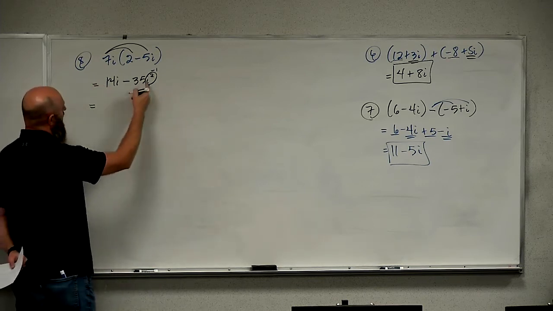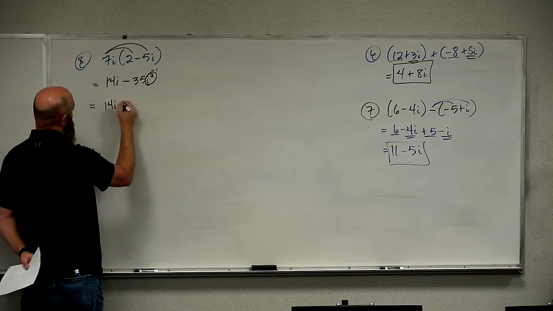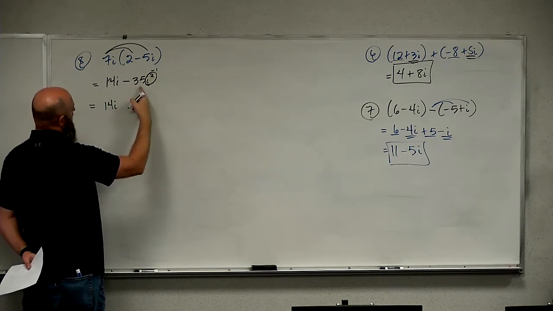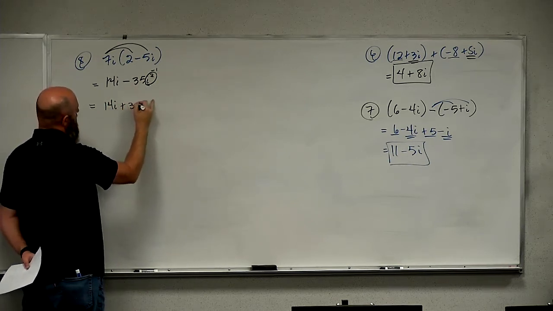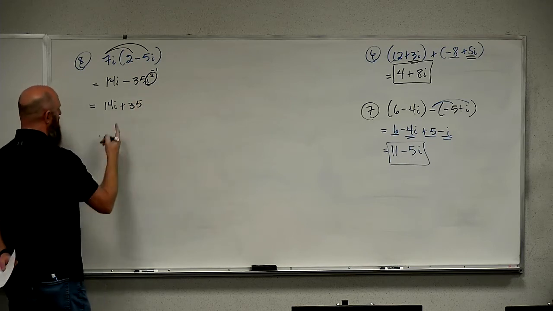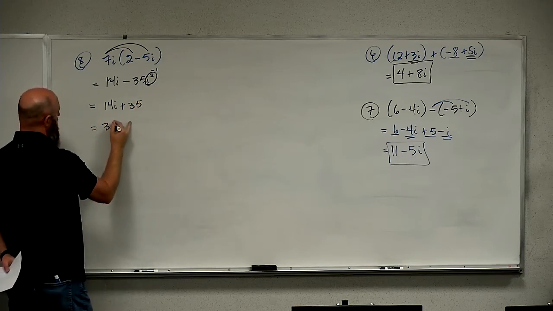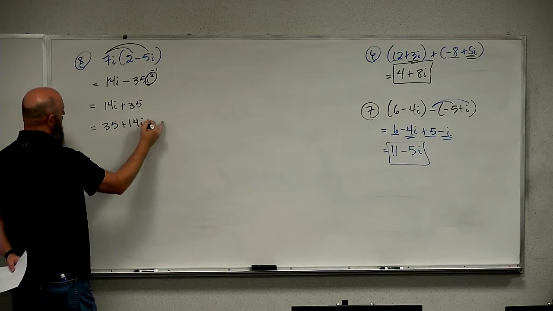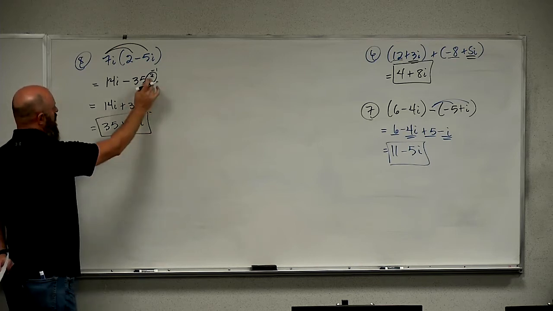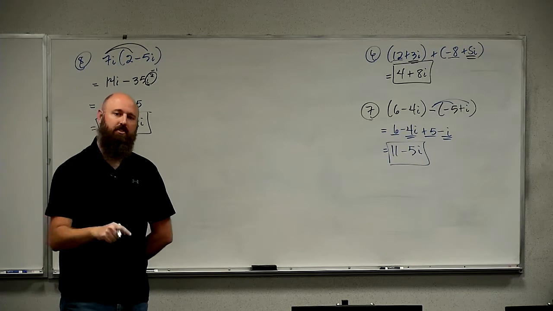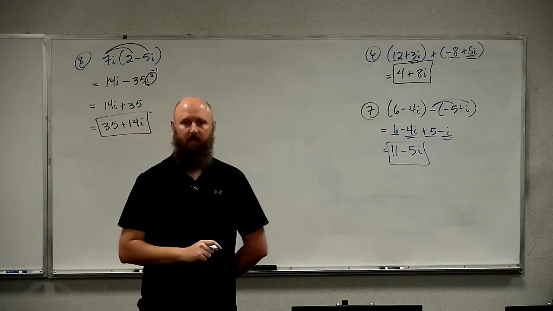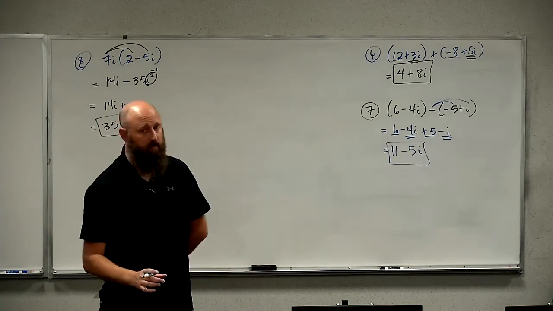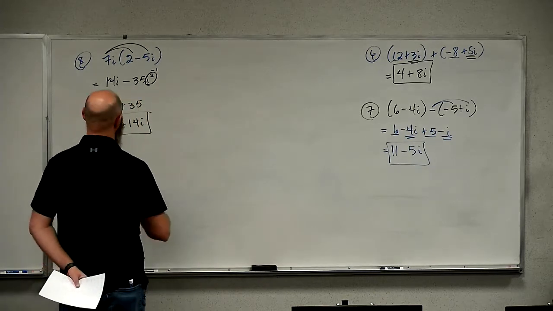So really what we have here is 14i, and -1 times -35 is a positive 35. And then we have to write it in the correct order, 35 plus 14i. Okay, so we need to change that every single time. So I'm looking for that, and the computer will be as well.